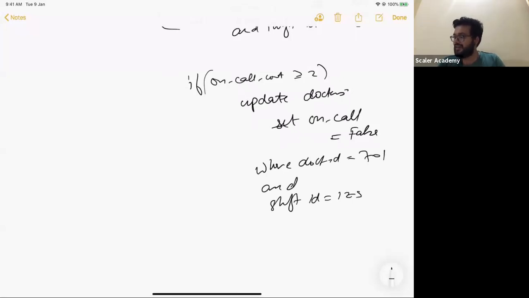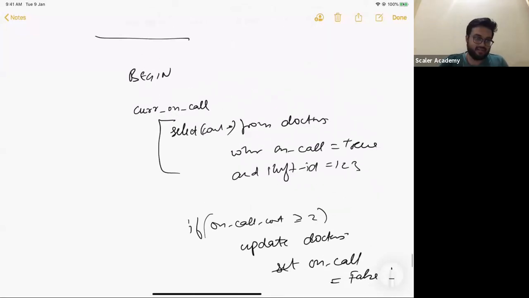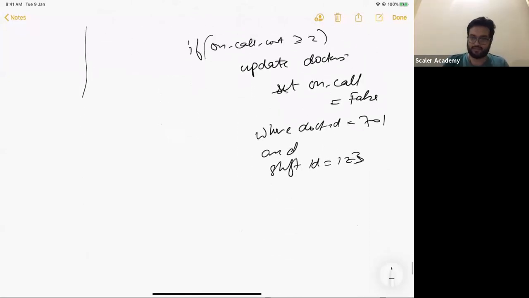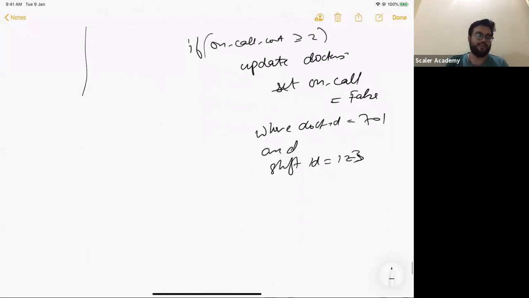Does that make sense to everybody in the class? Is this a valid SQL transaction to write, which can help us do this? Folks, are you with me?